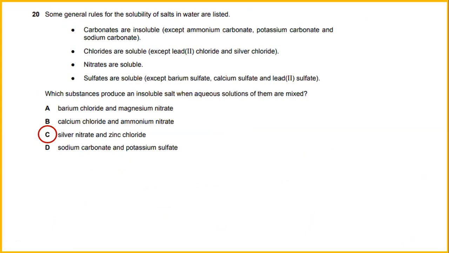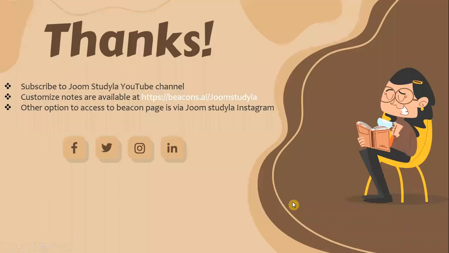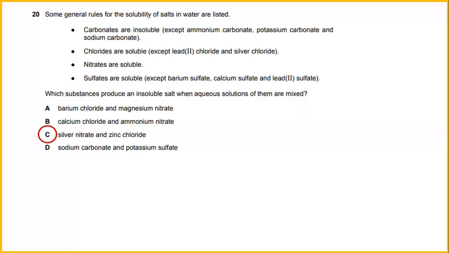And finally, question number 20. Some general rules for the solubility of salts in water are listed. Carbonates are insoluble except ammonium carbonate, potassium carbonate, and sodium carbonate. Chlorides are soluble except lead 2 chloride and silver chloride. Nitrates are soluble, sulfates are soluble except barium sulfate, calcium sulfate, and lead 2 sulfate. And which substances produce an insoluble salt when aqueous solutions of them are mixed? The answer for this will be silver nitrate and zinc chloride.